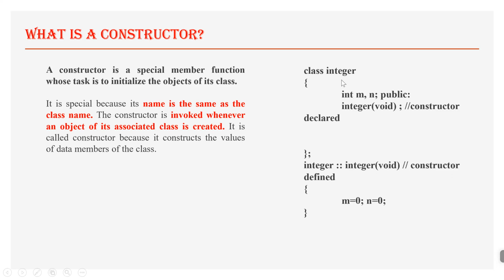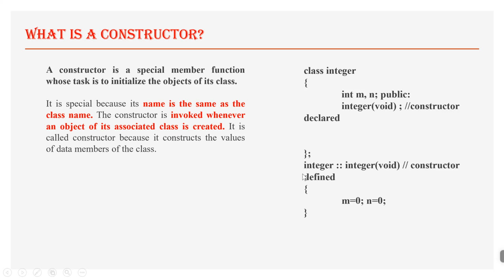The example is very clear here. I'm defining a class called Integer. What are the member elements? Data elements M and N are the two members. Under public, and it should be declared as public, I'm defining a function called Integer, the name of the class, with void. So there should not be any parameters because I'm not passing any argument from the main program. This is how I'm declaring.